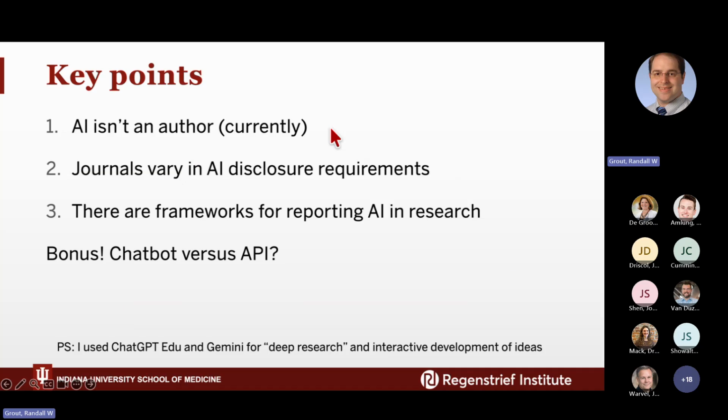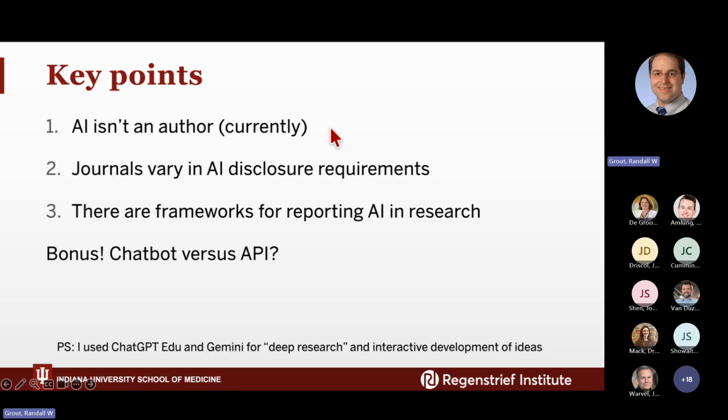Initially, when ChatGPT came out, some people had actually included it as an author, and it kind of stirred some discussion. Follow-up is a pretty good consensus that it's not. Number two, journals vary in their AI disclosure requirements. If you're using AI to assist in medical writing, they have some variability, but there are some pretty good common things to rely on. Key point number three, there are frameworks for reporting AI in research, all the way from a whole predictive model or AI-based research intervention to a chatbot type of study. So there are frameworks to help guide how to report these things.